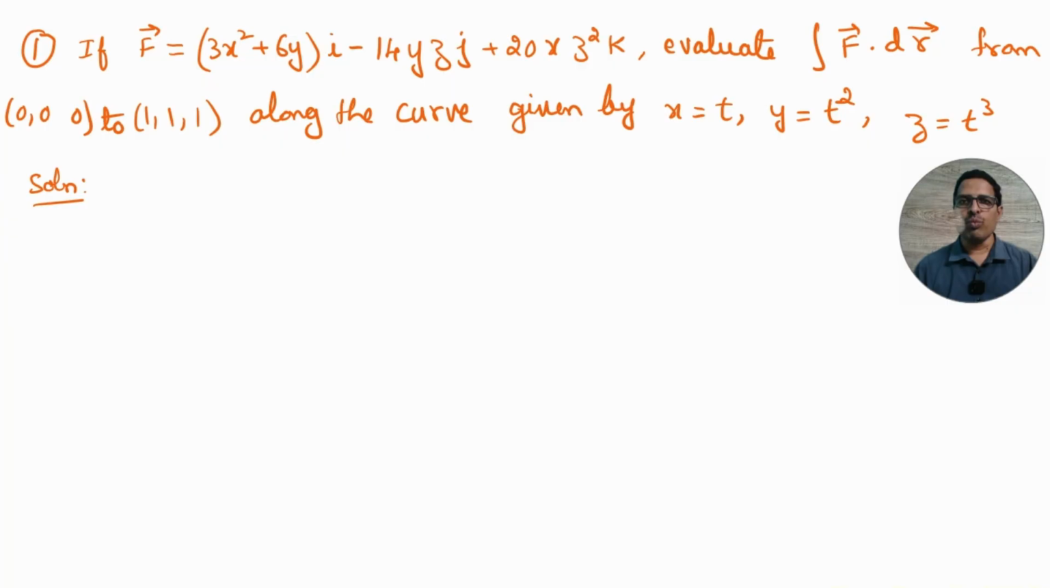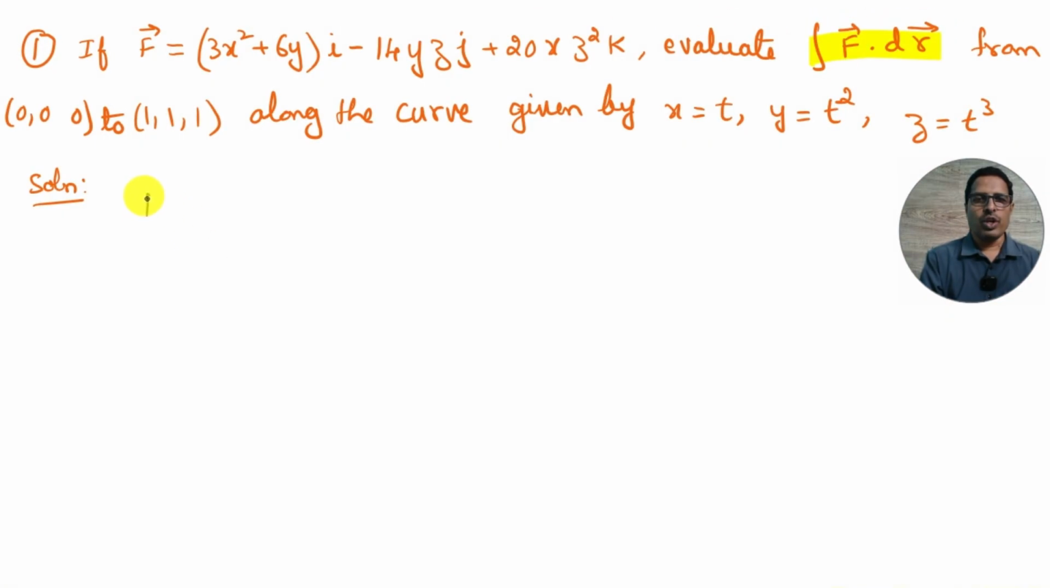In today's session, we'll try to take one example. Let's get started. The question is: if vector f is equal to (3x square plus 6y) into i minus 14yz into j plus 20xz square into k, evaluate the integral of vector f dot dr vector from 0, 0, 0 to 1, 1, 1 along the curve given by x is equal to t, y is equal to t square, z is equal to t cube. So we have to evaluate this particular integral.